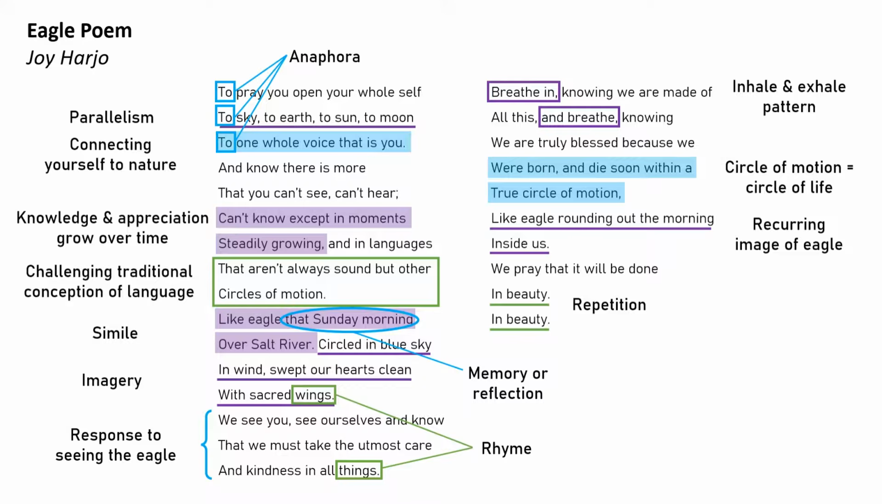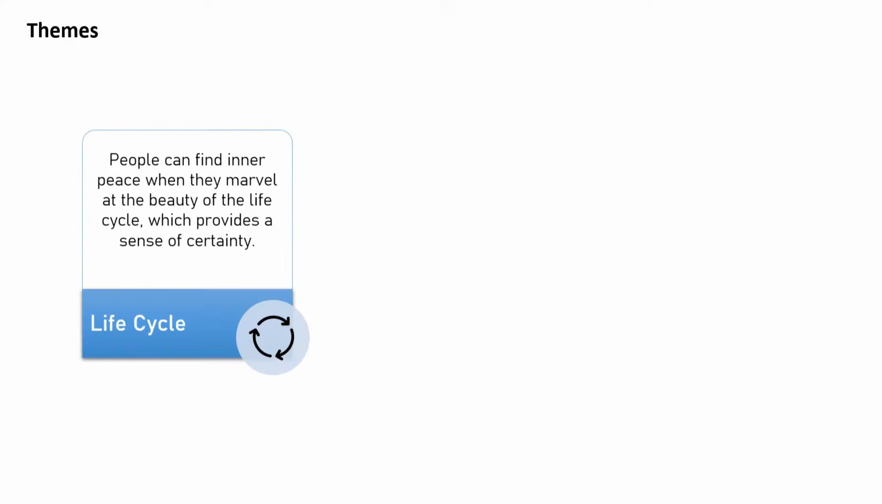So what are the themes or the universal abstract ideas conveyed in this poem? One theme has to do with the life cycle. People can find inner peace when they marvel at the beauty of the life cycle, which provides a sense of certainty. And that might sound ironic because we definitely cannot predict what will happen in our lives, but the fact that we know that our life has a distinct beginning and end, and that the world keeps going with multiple life cycles for every individual, really can give us a sense of comfort.